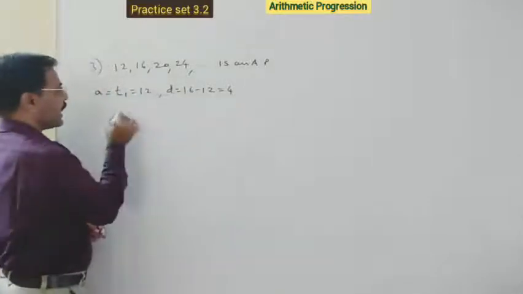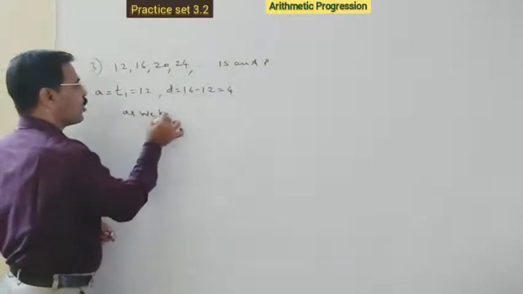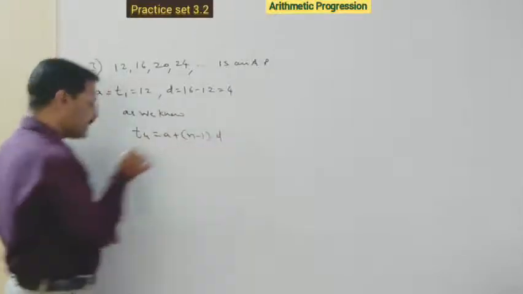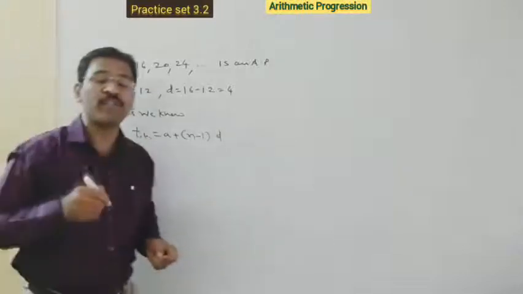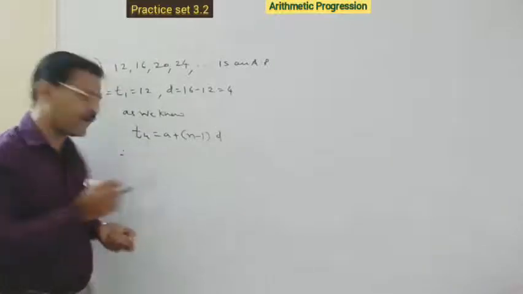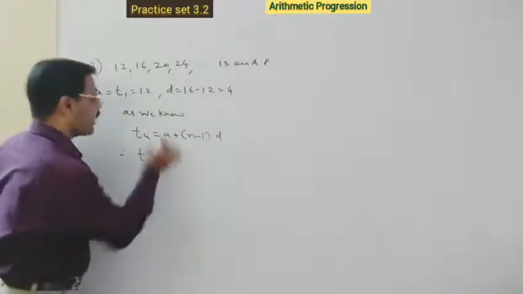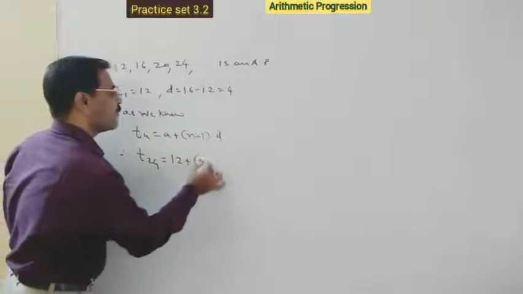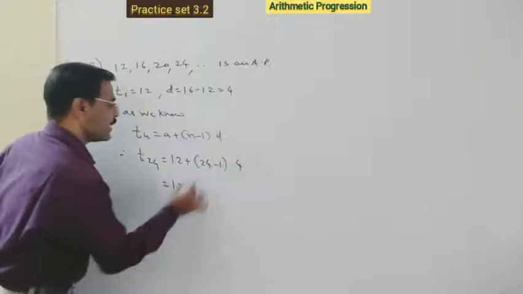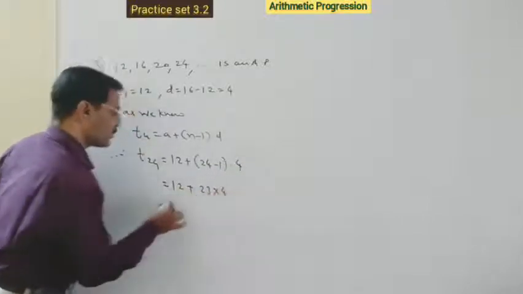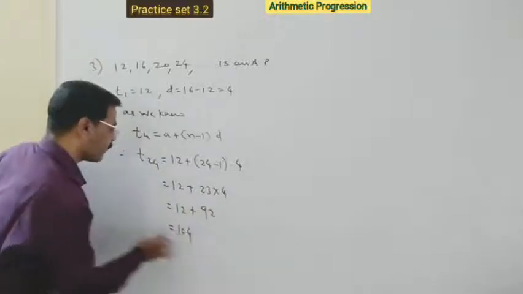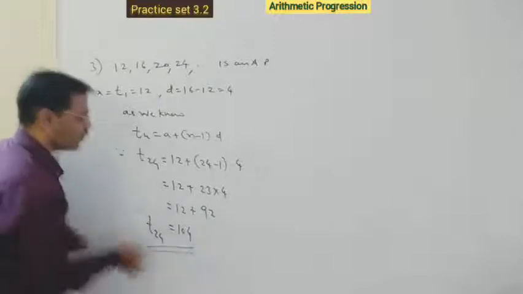Okay friends. Now using that, the formula we already know here. Now in that formula I will put in which term we need here? The 24th term. So n is equal to 24 we have to put here. So T24, A is 12, again here I will put 24 minus 1, d is 4. So 12 plus 23 into 4. So 12 plus, I think it is 92. Here it is 104, which is the 24th term.